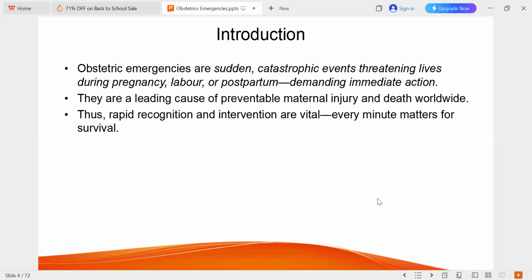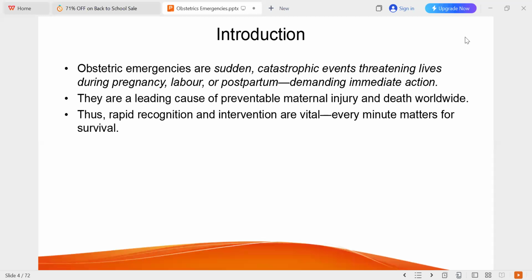So what are obstetric emergencies? These are sudden catastrophic events that threaten the lives of both the parent and the fetus during pregnancy, labor, or in the immediate postpartum period, which demand immediate action.